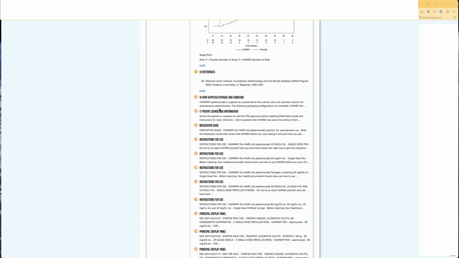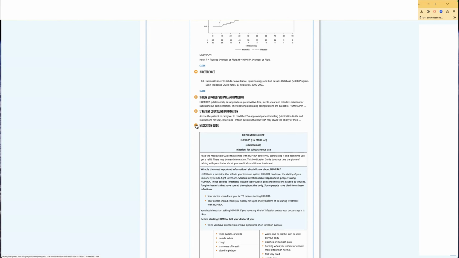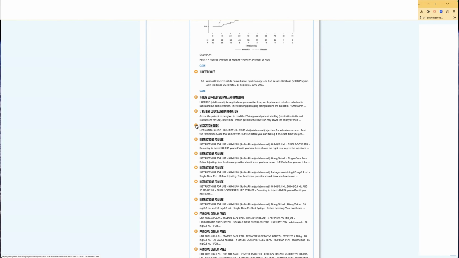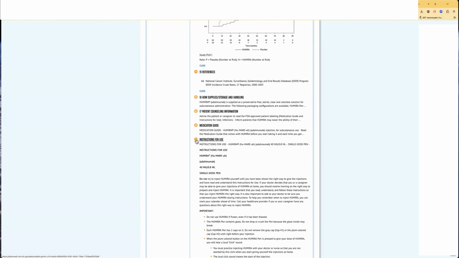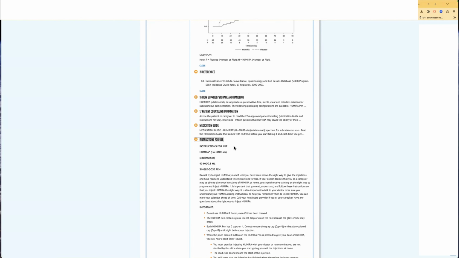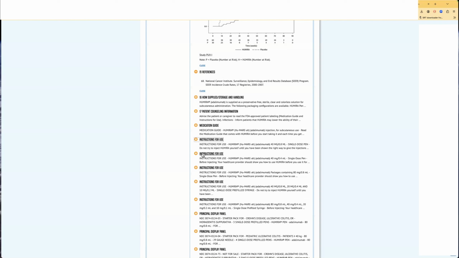Now, the next section is the medication guide, where, again, we give this information to patients. It's, again, what I already showed you. Then we have the instructions for use, where this is added into the package. This is in the package insert. This is for, again, patients, and it's also for the healthcare providers. So for each of the formulations, we do have the instructions for use.